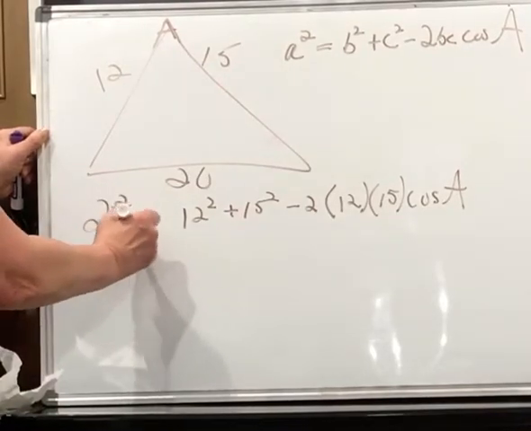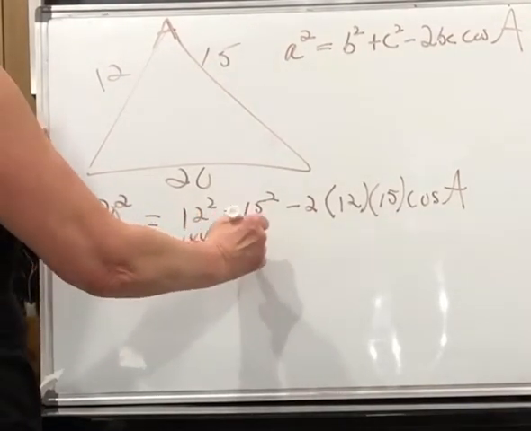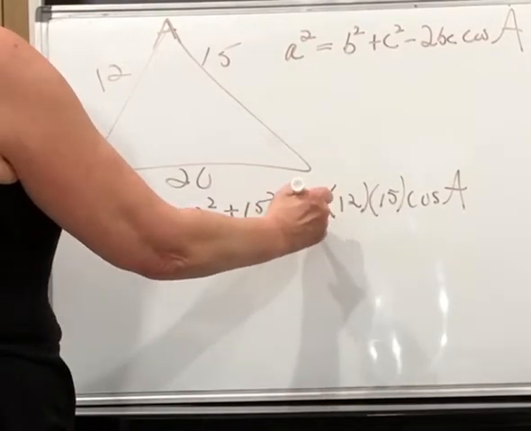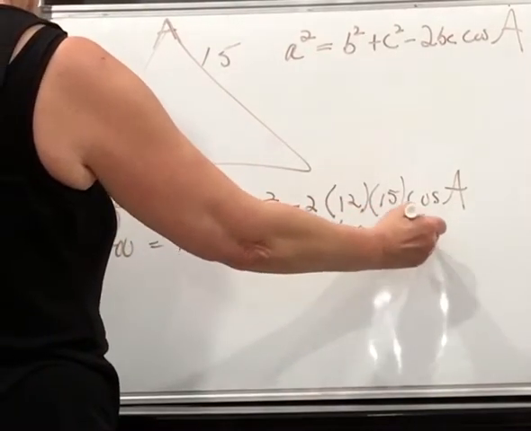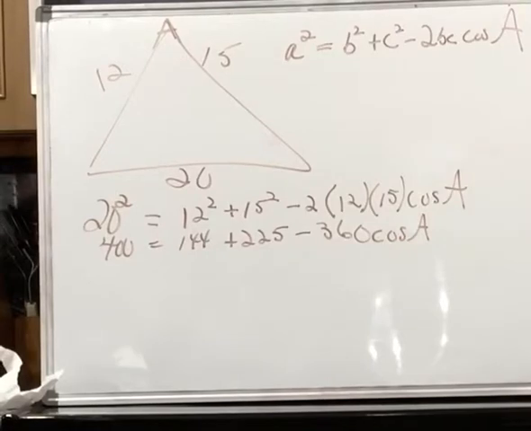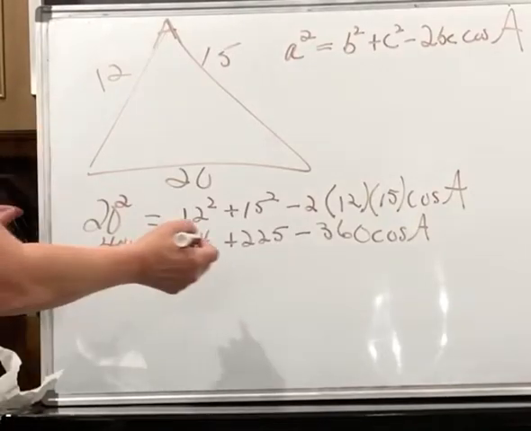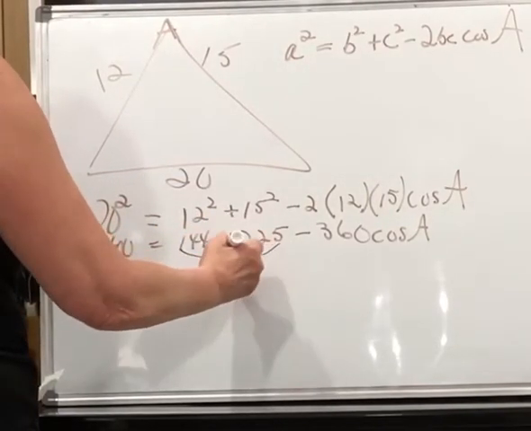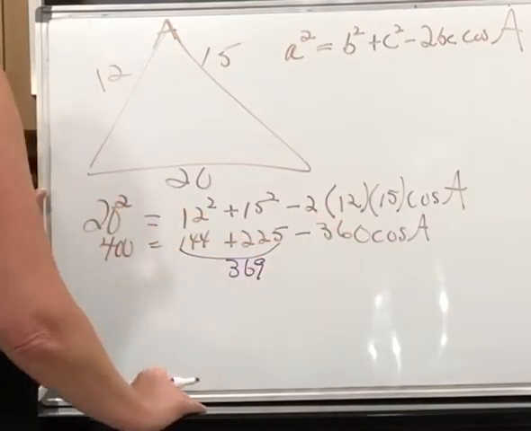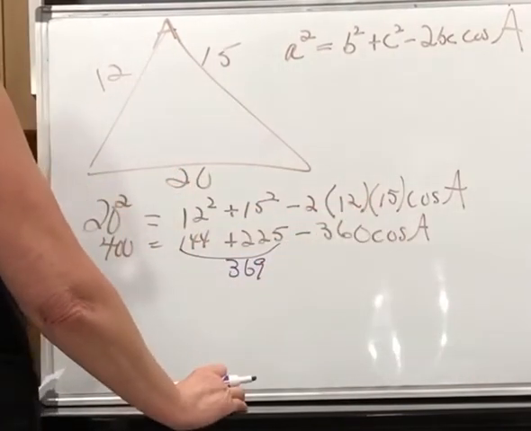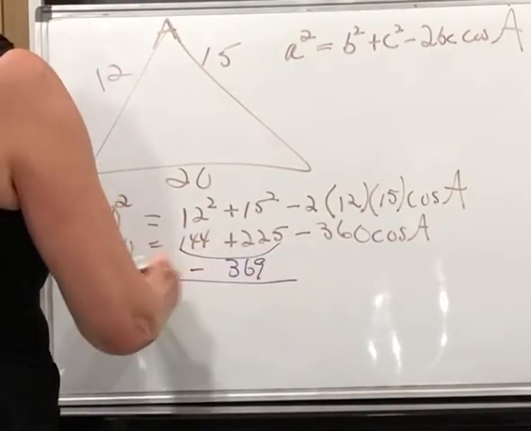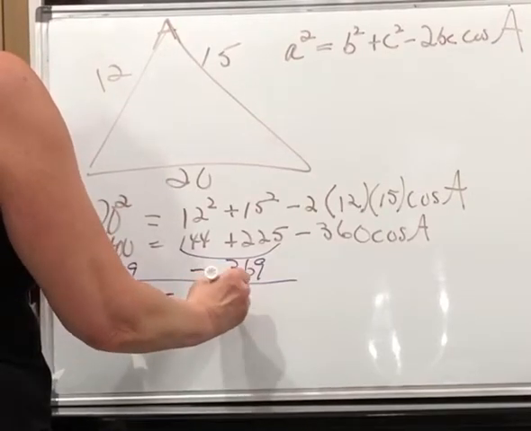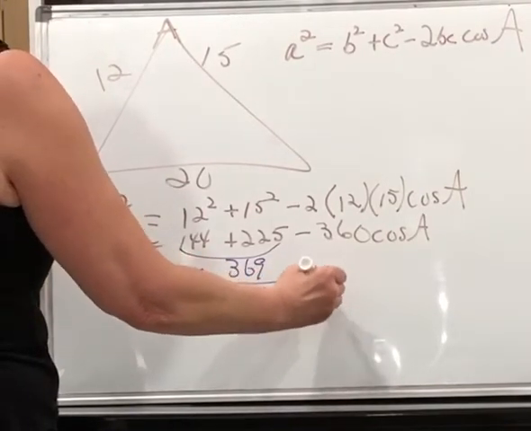I need to do the math. This is 400. This is 144, 225, minus, if you multiply this out, you get 360 cosine A. One thing you want to always make sure of is that you do not combine the sum of these with the negative 360. This negative 360 belongs to the cosine of A. So I'm going to subtract 369 from both sides. That gives me 31 equals negative 360 cosine of A.